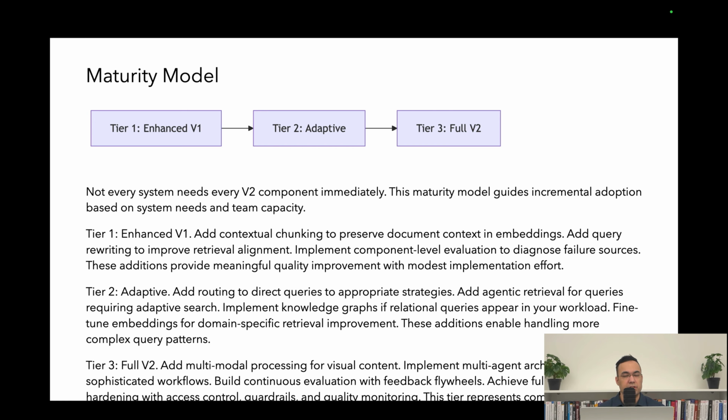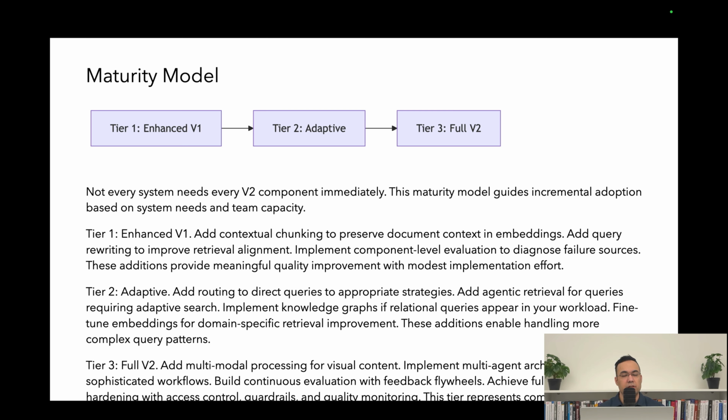Tier 3 is full V2. Add multi-modal processing, implement multi-agent architectures, build continuous evaluation with feedback flywheels. Match maturity tier to use case requirements. Internal tools can succeed at Tier 1, customer-facing products near Tier 2, and mission-critical systems near Tier 3.